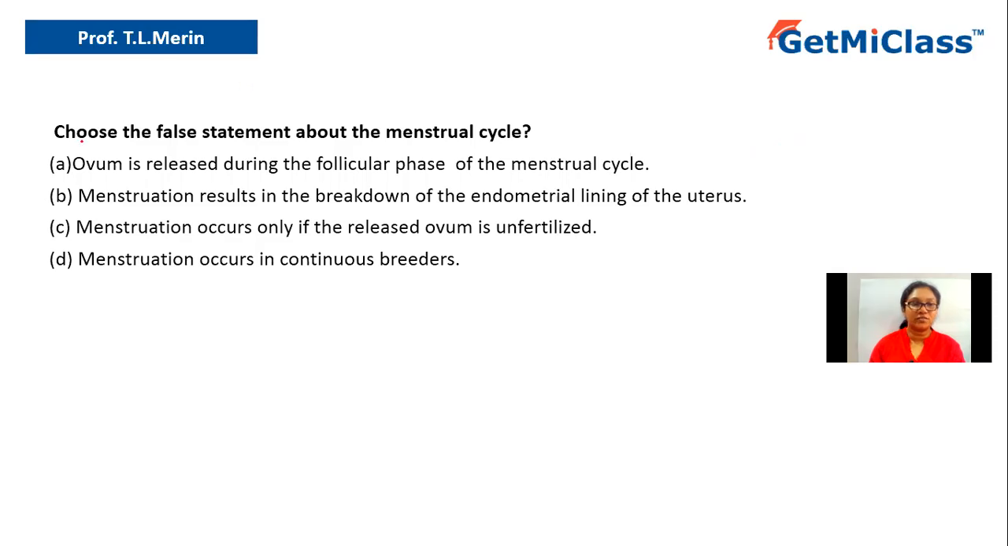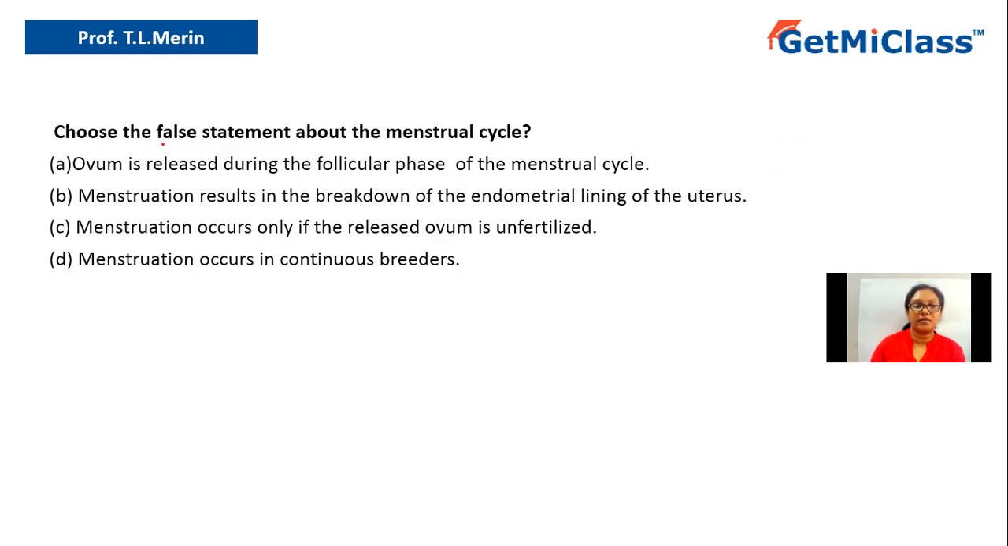Today we are going to solve this question which says choose the false statement about the menstrual cycle. Option A, ovum is released during the follicular phase of the menstrual cycle. Option B, menstruation results in breakdown of endometrial lining of the uterus. Option C, menstruation occurs only if the released ovum is unfertilized. Option D, menstruation occurs in continuous bleeders.